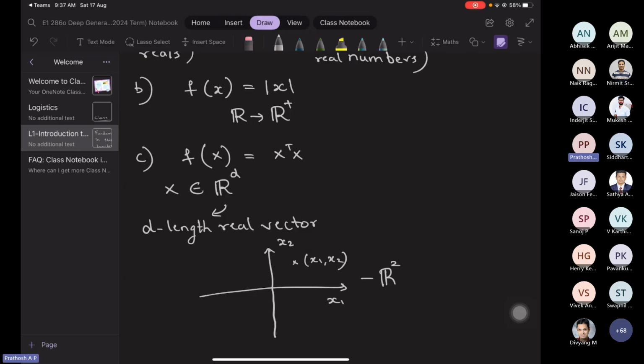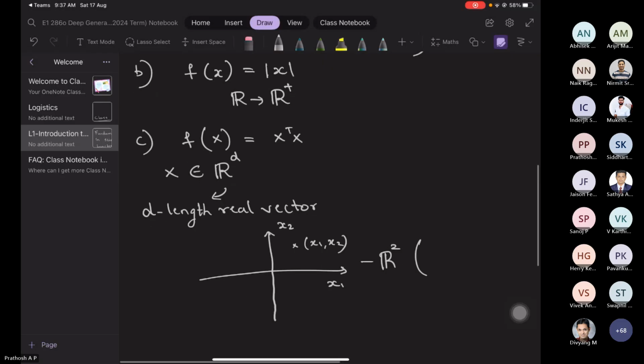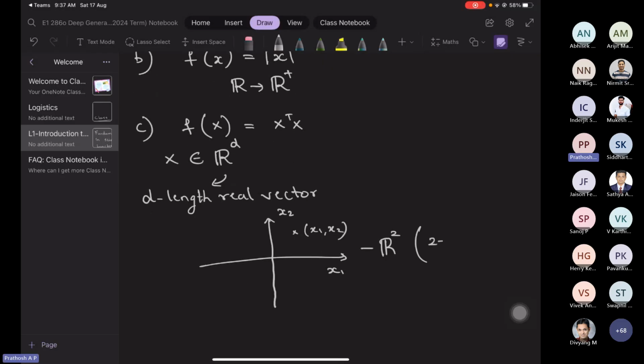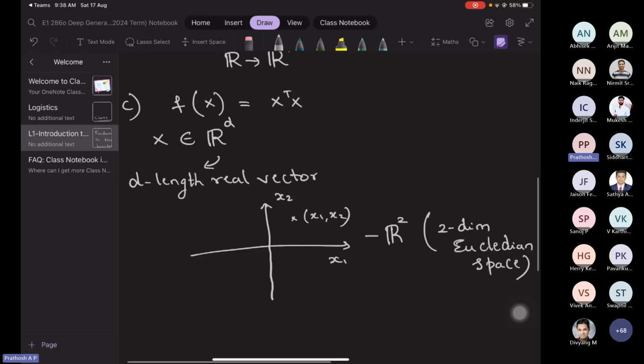This is a two-dimensional Euclidean space. It's named after the mathematician Euclid. It is called two-dimensional Euclidean space or vector space. Now, similarly, imagine a d-dimensional Euclidean space.